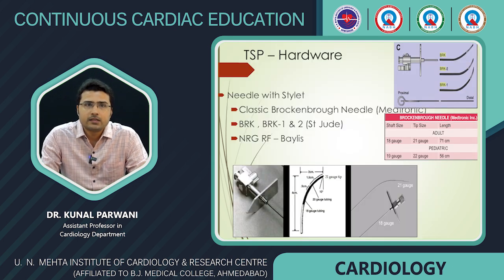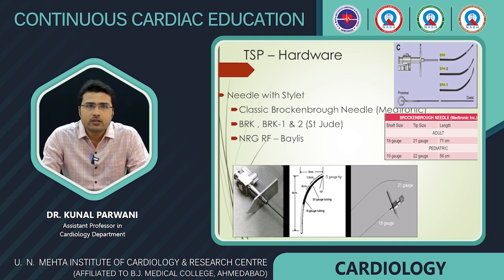Second is the needle, which is the most important part of this procedure. The most commonly used needle is the Brockenbrough needle by Medtronic. This needle is an 18 gauge hollow tube that tapers distally to 21 gauge. The proximal end has a flange with an arrow that points to the position of the needle tip, as you can see in this picture. It behaves as an indicator and guides us where the needle tip would be.